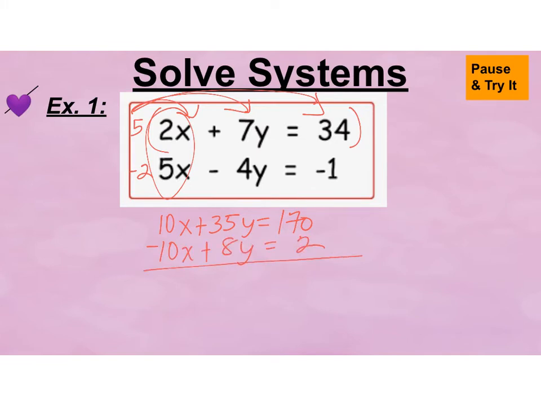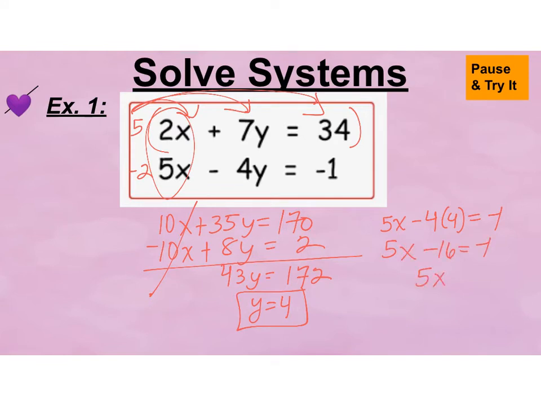This is what we're trying to do, is eliminate the variable. So that adds to 0, which is good. We get 43y equals 172. Therefore, y is 4. But don't celebrate there. We need to get our other variable. So you can plug it into either equation. I'm going to plug it into the second equation. So 5x minus 4, plug in my 4, equals -1.